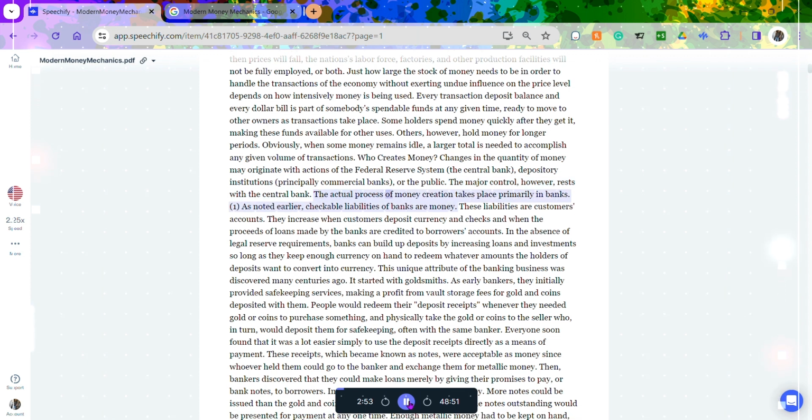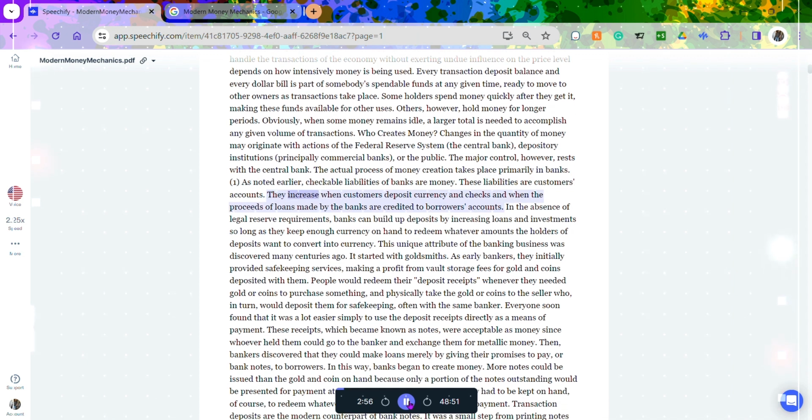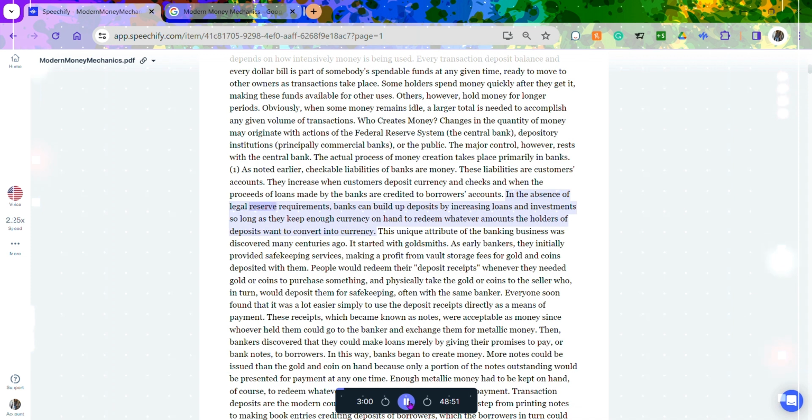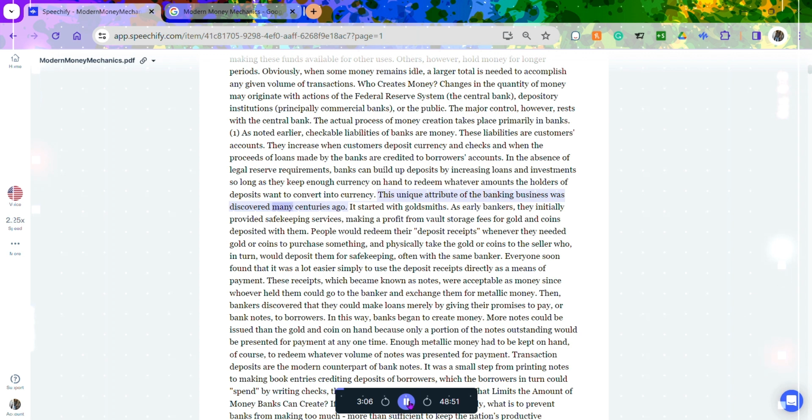The actual process of money creation takes place primarily in banks. As noted earlier, checkable liabilities of banks are money. These liabilities are customers' accounts. They increase when customers deposit currency and checks and when the proceeds of loans made by the banks are credited to borrowers' accounts. In the absence of legal reserve requirements, banks can build up deposits by increasing loans and investments so long as they keep enough currency on hand to redeem whatever amounts the holders of deposits want to convert into currency. This unique attribute of the banking business was discovered many centuries ago.